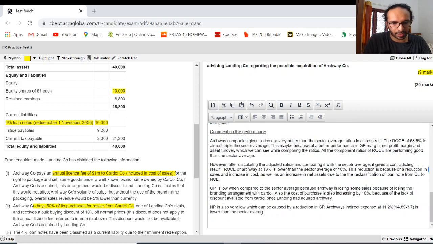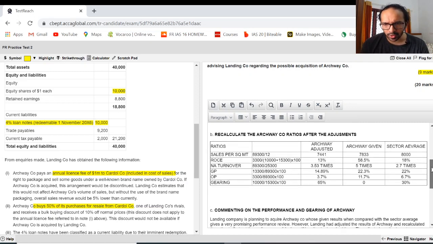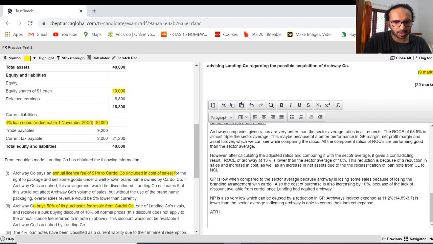Lower than the sector average, indicating Archway is able to control their indirect expense. So we talked about NP also. Then we are going to talk about the asset turnover ratio. The asset turnover ratio is still higher than the sector average even after the 5% reduction in sales, indicating a better utilization of assets.